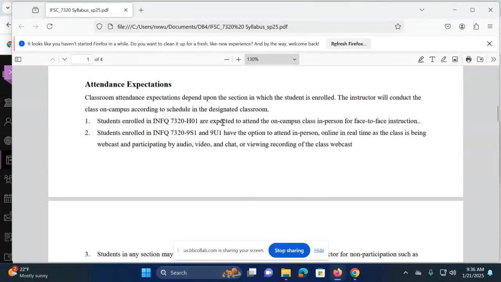So for the H01 class, you're expected to attend this class in person, okay? But since it's a hybrid, according to the definition, we have at least 20% of the class in the physical classroom, and also 25% online, okay? So I may not strictly enforce the principle that you need to come into the class, but I would strictly enforce that you have to take this class in real time, either in the classroom or online. Okay, so I have to take class attendance, unfortunately.